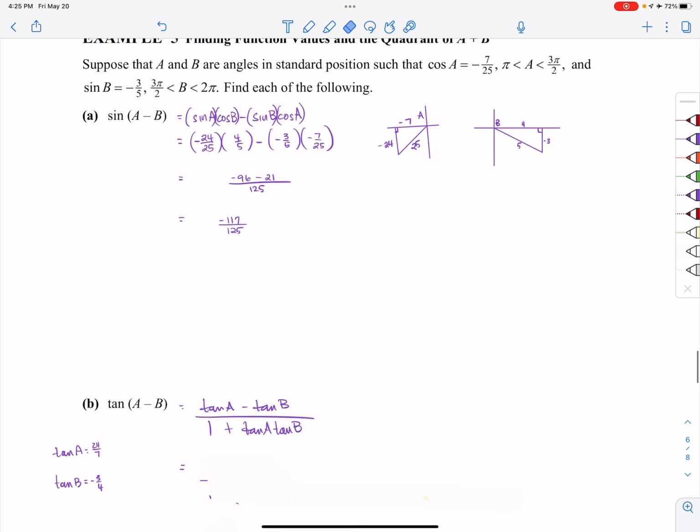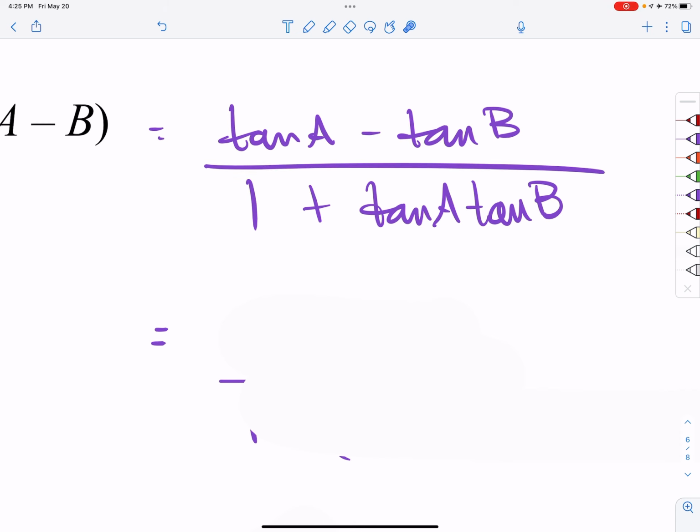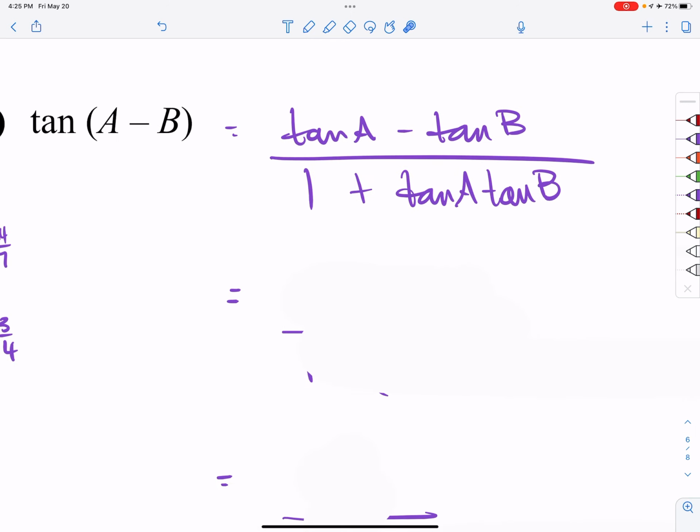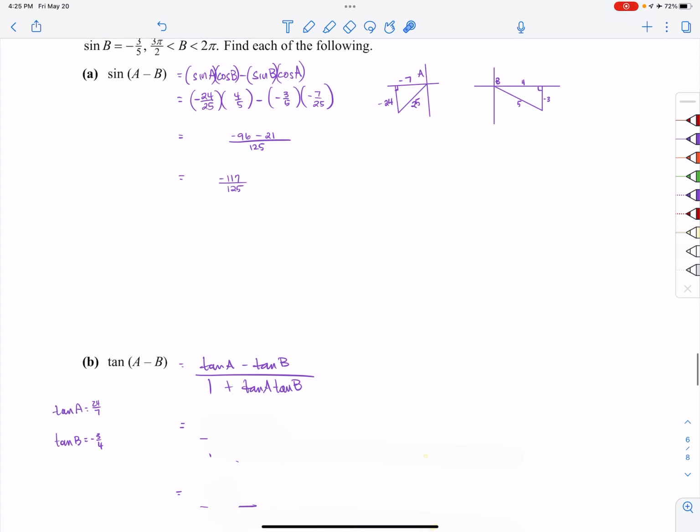Now, the nice thing is I can use the exact same picture for tangent of A minus B. So I'm looking for the tangent difference. Once again, hide your picture. Do not look at your picture and simply write down the identity that I gave you a few pages ago. Tangent of A minus B is tan minus tan all over 1 plus tan tan. Once you have your identity written, then you can pay attention to your picture. The tangent of A is going to be negative 24 over negative 7. Of course, the two negatives make a positive. The tangent of B is going to be negative 3 over 4.